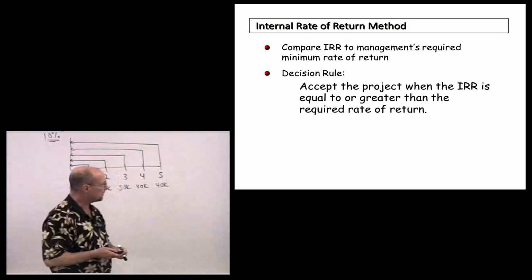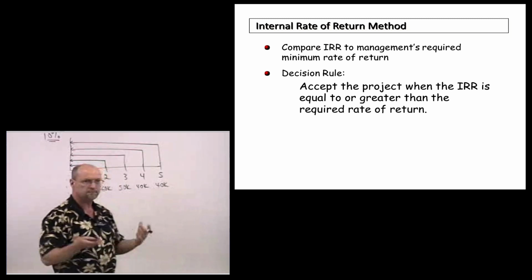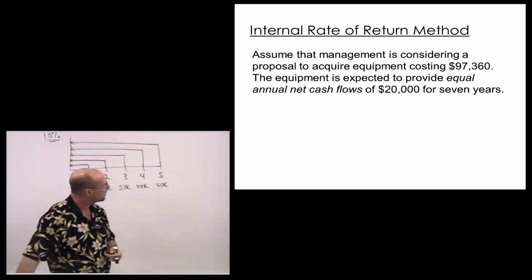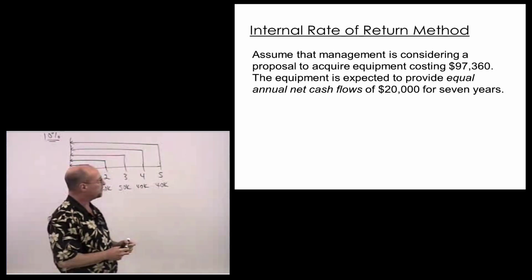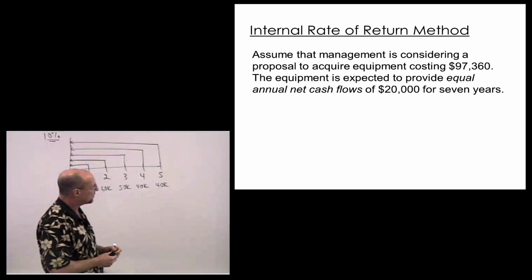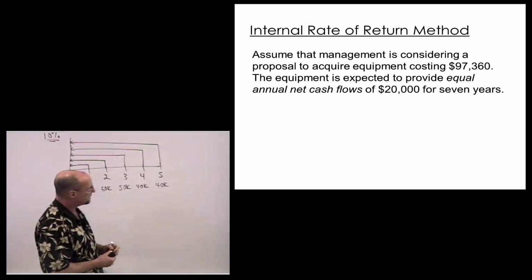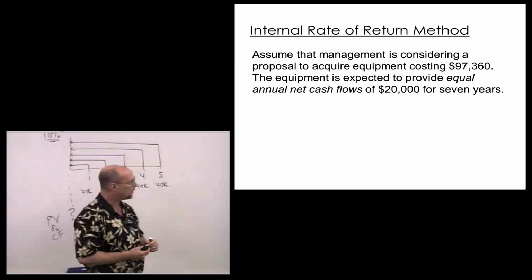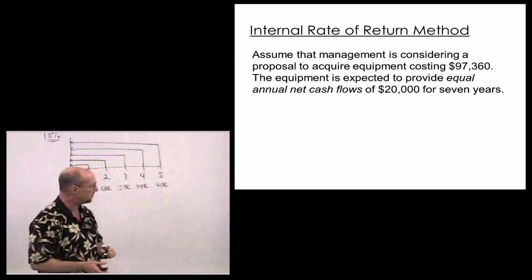When the internal rate of return exceeds our required rate of return, it's a good thing. Pretty common sense. Okay, let's take a look at an example. Assume that management is considering a proposal to acquire equipment costing $97,360. The equipment is expected to provide equal annual net cash flows of $20,000 for 7 years.